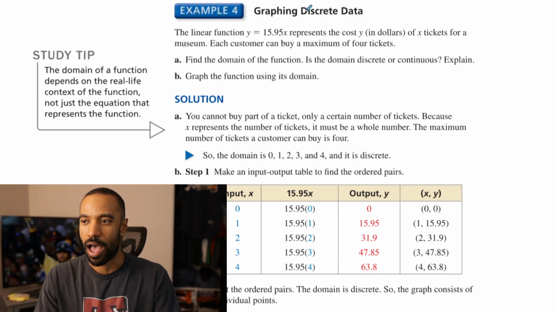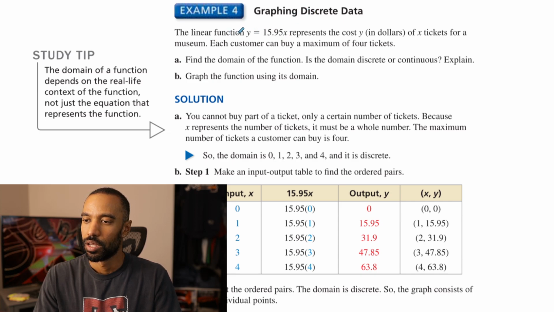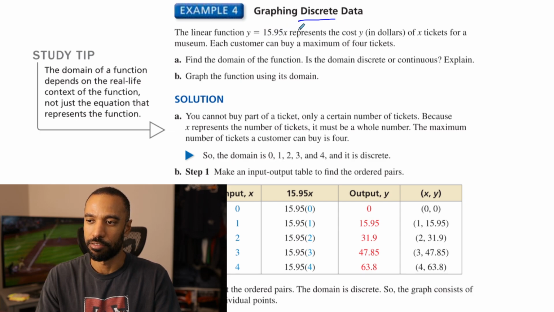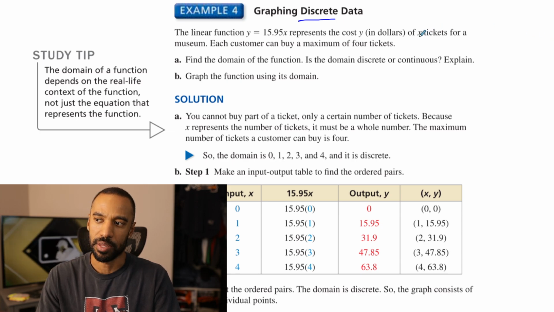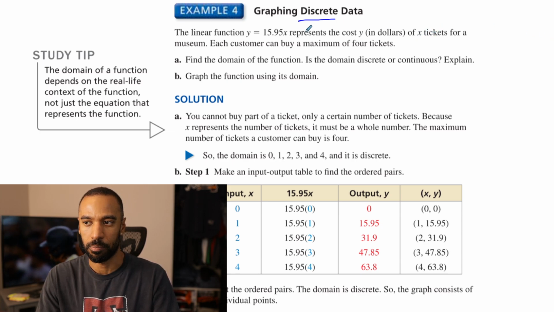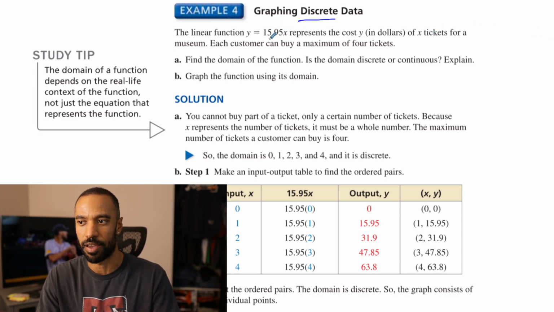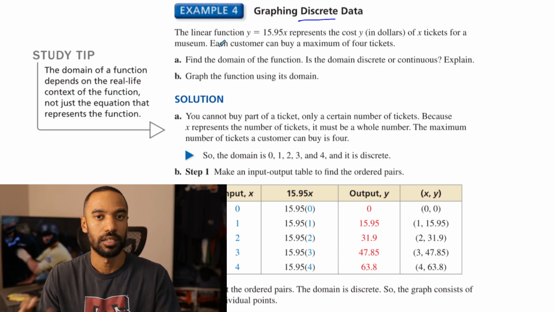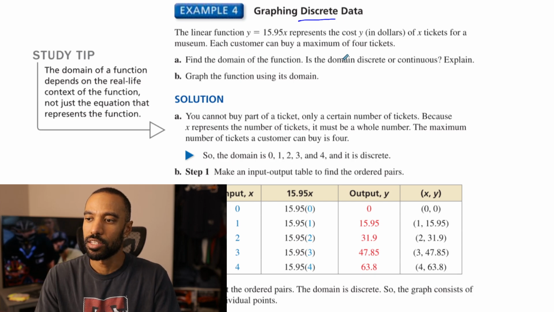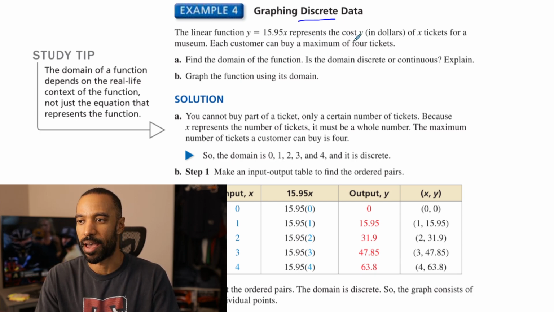Here's an example of graphing discrete data. Discrete. The linear function y equals 15.95x represents the cost y in dollars of x tickets for a museum. That means every time you increase your ticket amount by 1, you're spending another $15.95. Or they're earning that much or whatever. That's the functionality of it. Find the domain of the function. Oh, each customer can buy a maximum of 4 tickets.